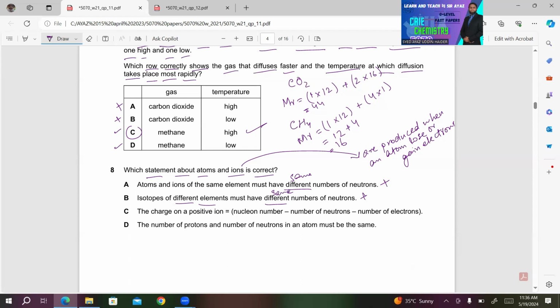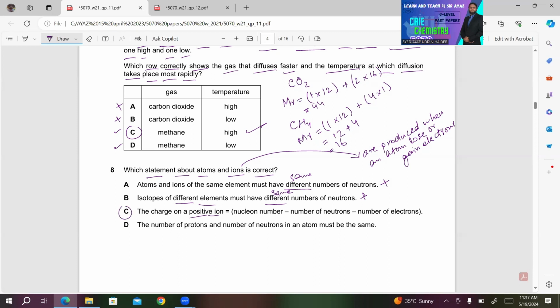See, the charge on a positive ion is equal to nucleon number minus number of neutrons minus number of electrons. This is correct. In order to get the charge on a positive ion, you have to subtract the number of neutrons from the nucleon number. Then you will get the proton number. Then you have to subtract the number of electrons lost. Positive ion means electrons lost. This will be subtracted from the number of protons in order to get the charge on a positive ion. So C must be the right answer.